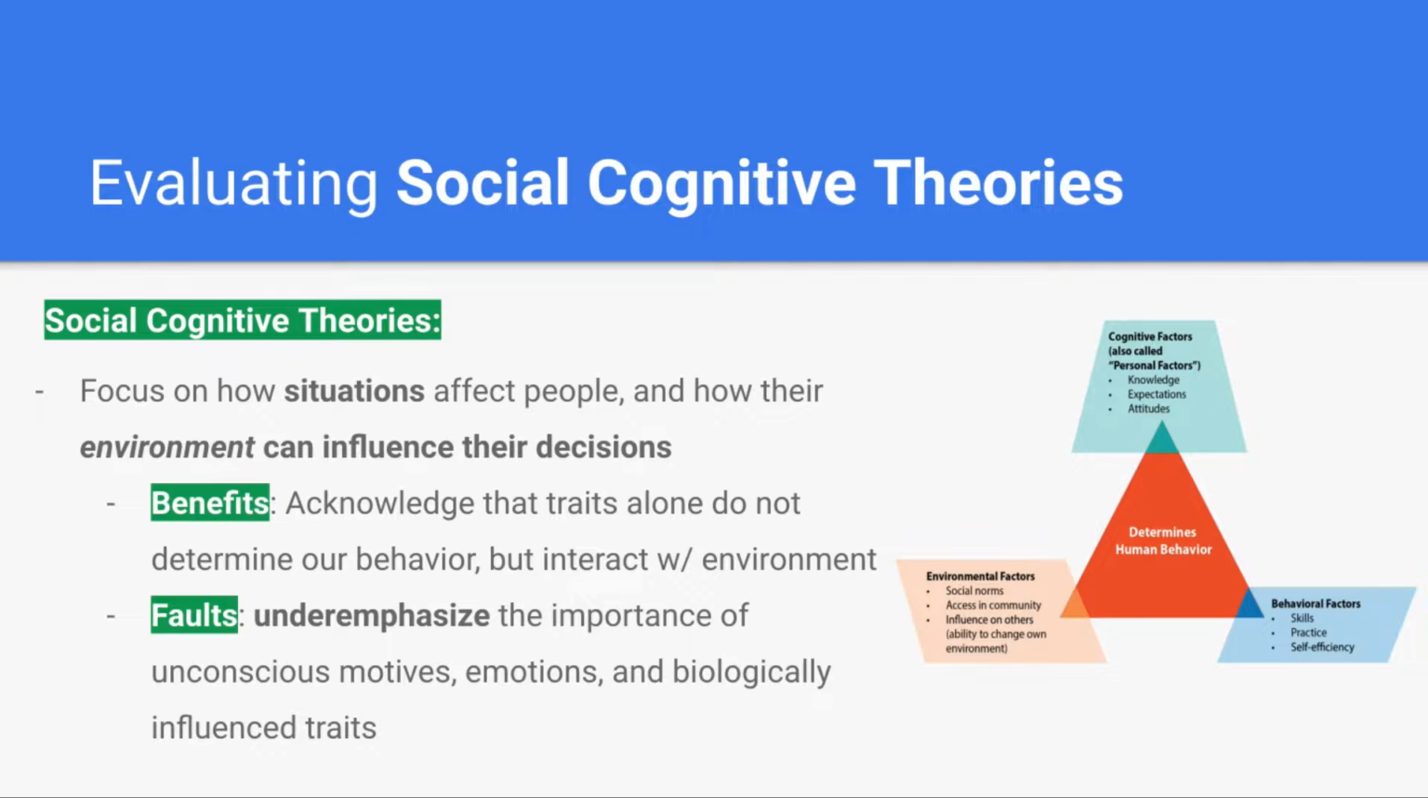Thanks, Will. Now for a little bit of a refresher, guys. Let's understand that social cognitive theories focus on how situations affect people and how the environment can influence their decisions. The benefits are that they acknowledge that traits alone do not determine our behavior, but interact with the environment. And some of the faults are that they underemphasize the importance of our unconscious motives, emotions, and our biologically influenced traits.